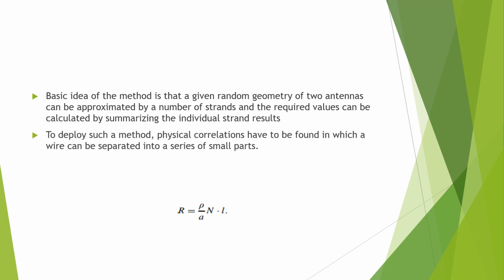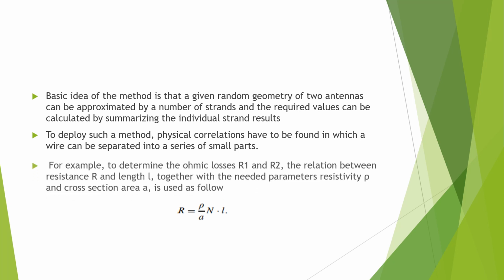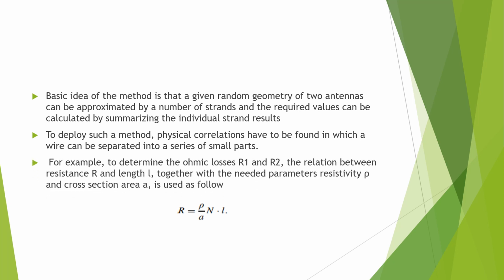To deploy such a method, physical correlations have been found. For example, to determine the ohmic losses R1 and R2, the relation between the resistance R and length L, together with the needed parameters resistivity rho and cross section area A, is used as follows: R equals rho times n times L over A.